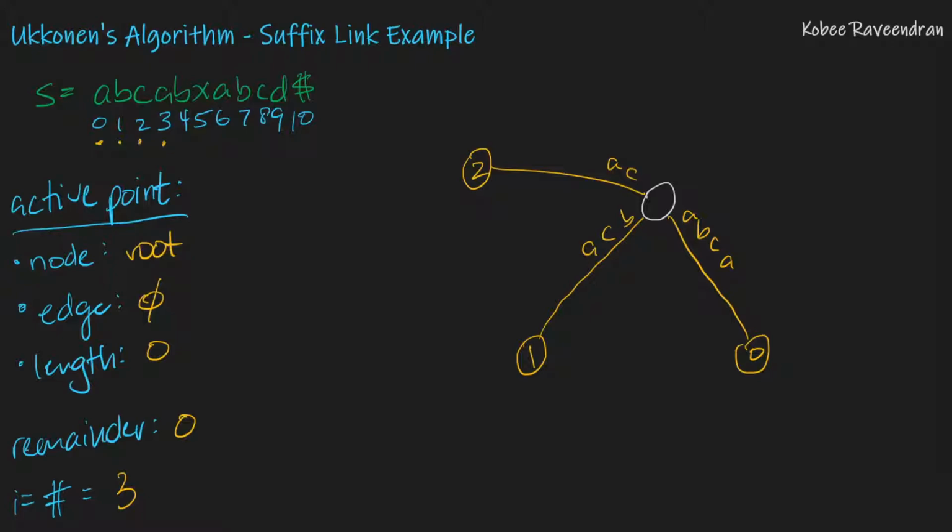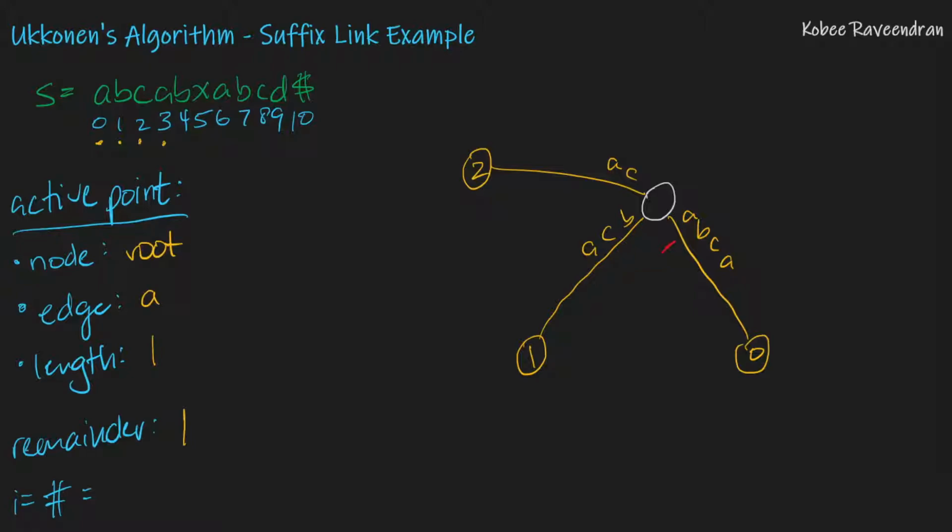I will note that we already have an edge that starts with A, so we actually don't make a new one. I'm just going to go ahead and increment the remainder right now to 1. And since we didn't make a new edge because one already existed that started with A, we will just move our active point down right here, right after the A. I'll go ahead and update that in the table. So now from the root, our active edge would be the one starting with A, and we go 1 unit down. And then we don't touch the tree after this.